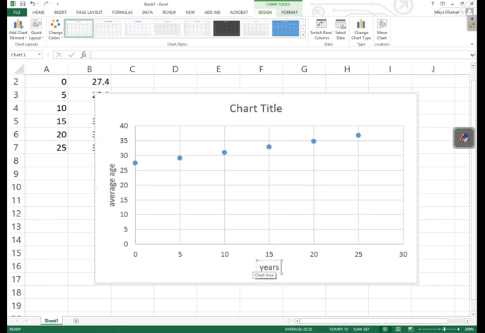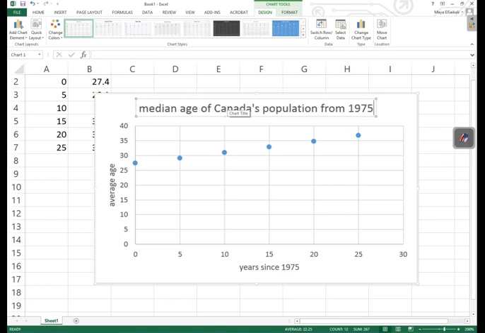I have to be careful because what does 0 mean, or what does 5 mean? I have to say it's from 1975. The chart title, it's basically, you can read it or you can find it from the question. So in this case, it's the median age of Canada's population from 1975. So this is what I'm gonna have to write for my title. So median age of Canada's population from 1975. So basically, I need to be able to look at your graph and know exactly what I'm looking at.